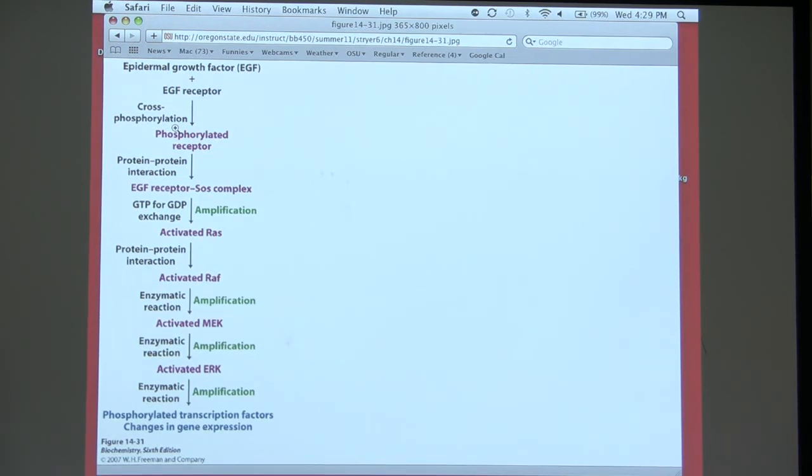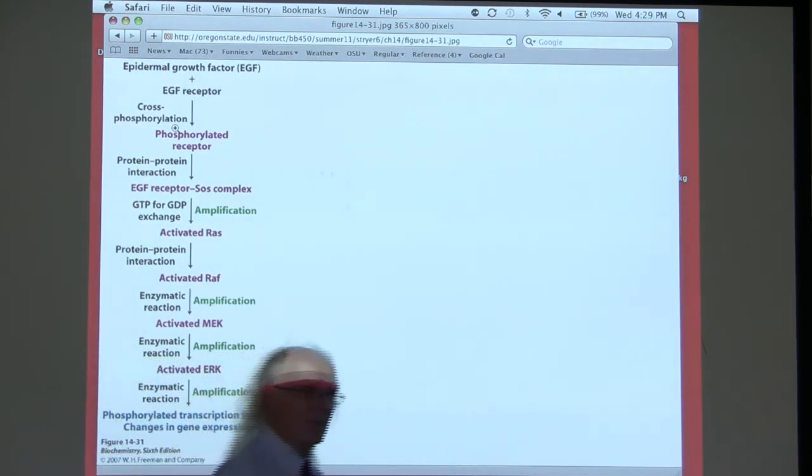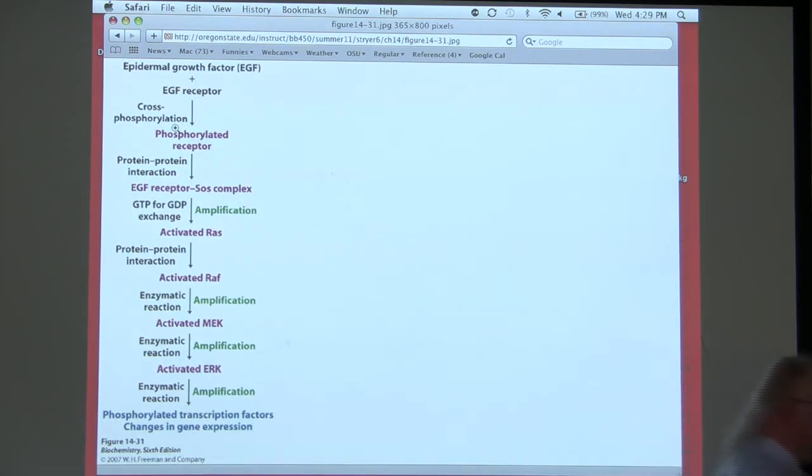There are hundreds of these in your genome. RAS is a really interesting one. It's one that I always tell students scares me. I'll tell you why it scares me, okay?